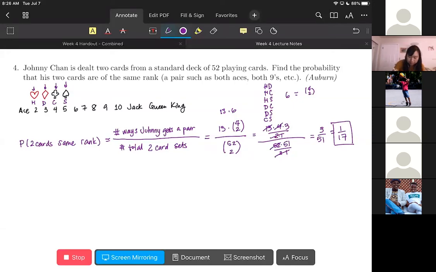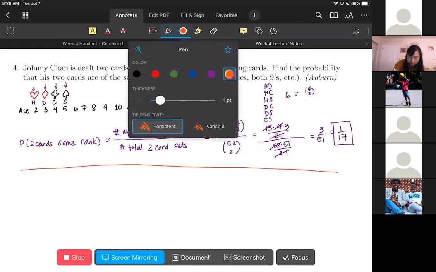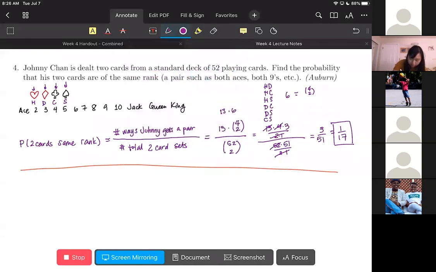Yes, please. Let me just write it down for clarity. So we could transform this problem into: Johnny is dealt a card. What is the probability his second card is the same rank?